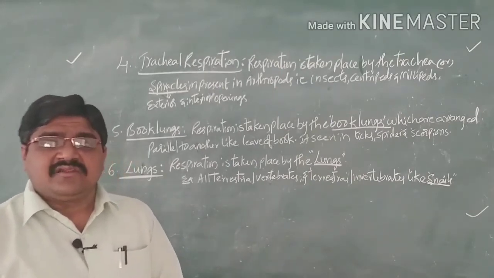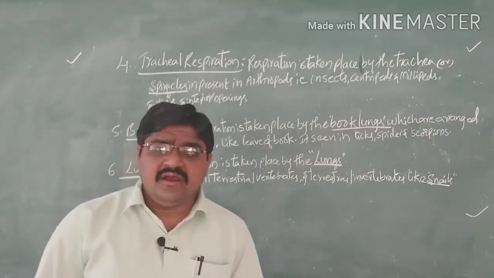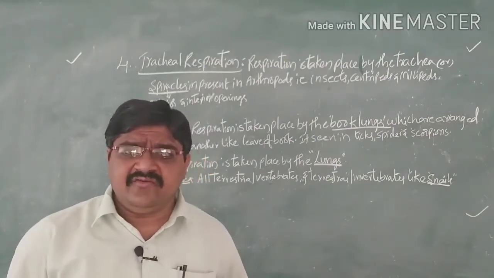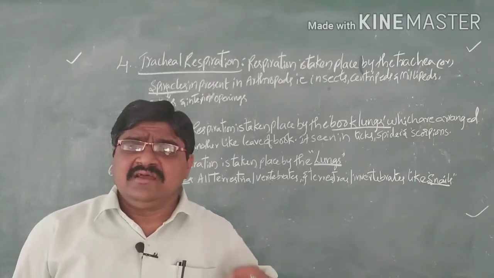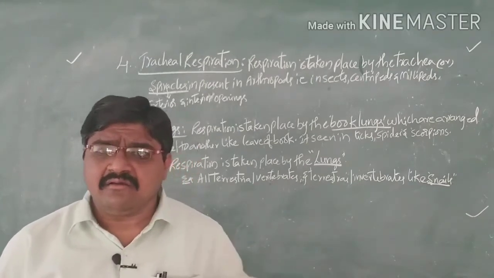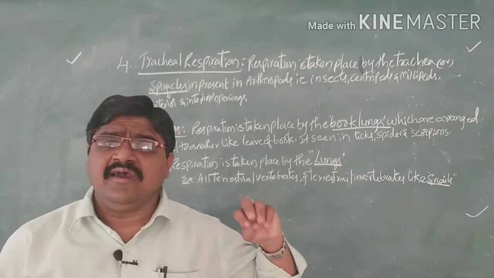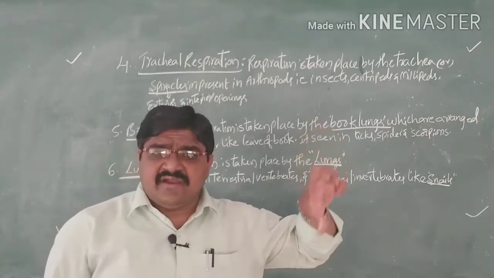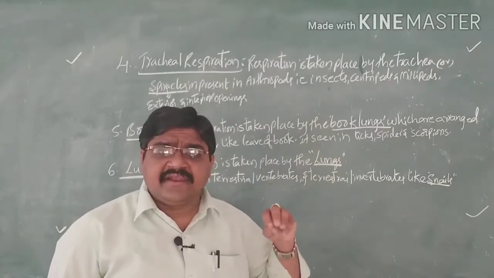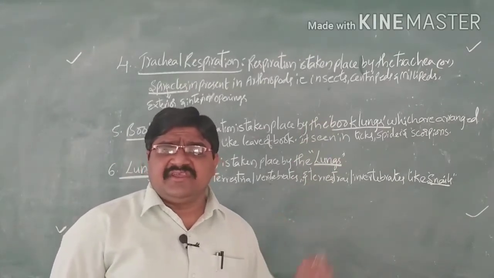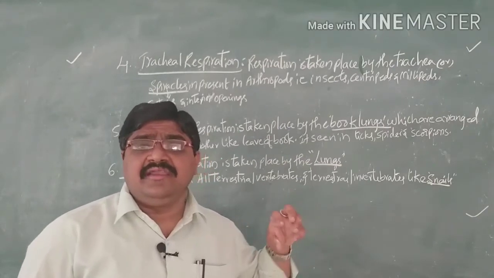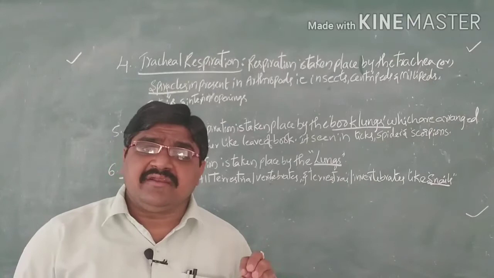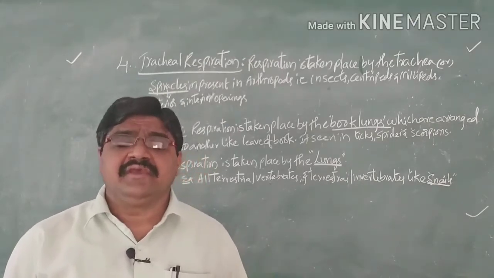In all terrestrial vertebrates, that is reptiles, aves and mammals, we will have the lungs or the respiratory organs, where the exchanging of gases takes place. So these are the different types of respiratory organs which are present in animals.